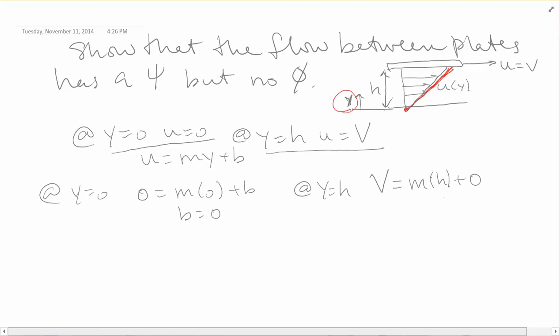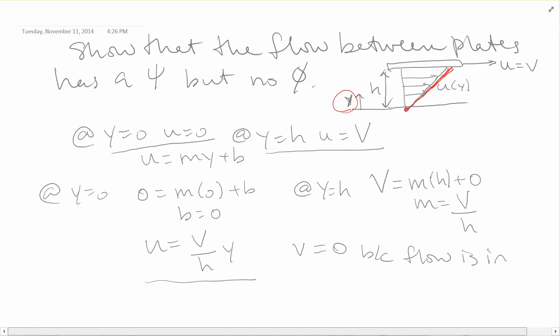So from here we can get our slope of the line. So the slope m is going to be that capital V over h. Now we have our function of velocity. So u is equal to the capital V over h times y. So that'll be our velocity in the x direction, and our velocity in the y direction, which would be the lowercase v, is going to equal 0, since all of our flow is in the x direction. That'll be important to realize.